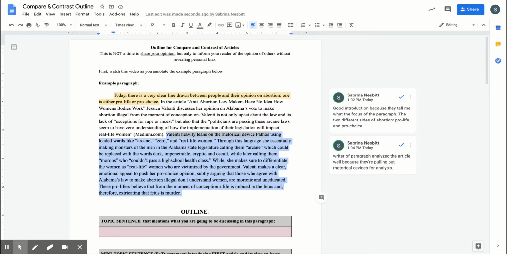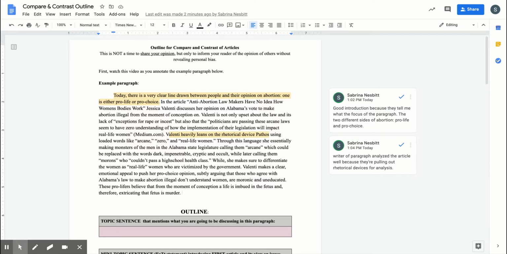This is a lot of analysis. And she's only talked about one side of the argument, the pro-life side. What this paragraph is missing is the other side. So when you're writing this compare and contrast article, this paragraph would only be half done.